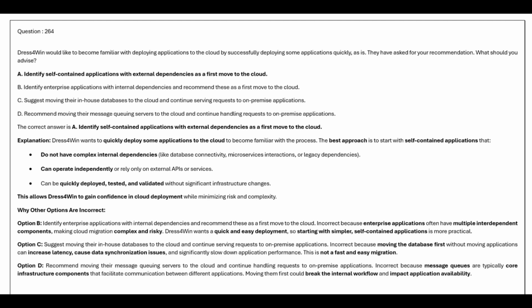Option D, recommend moving their message queuing servers to the cloud and continue handling requests to on-premise applications. Incorrect, because message queues are typically core infrastructure components that facilitate communication between different applications. Moving them first could break the internal workflow and impact application availability.